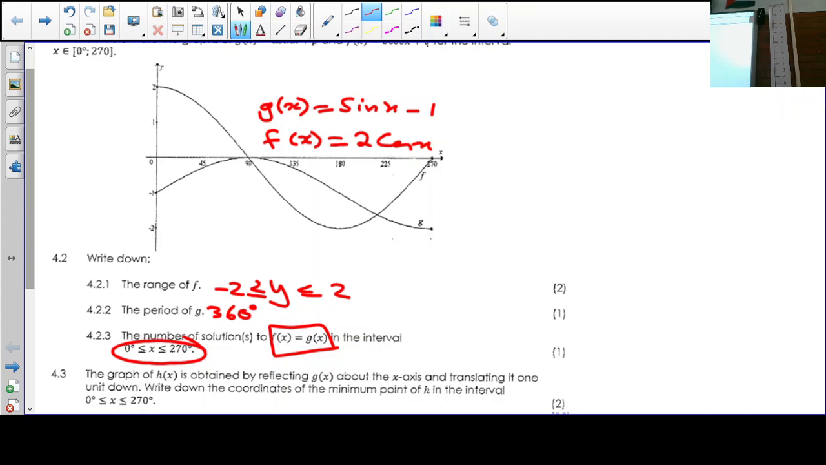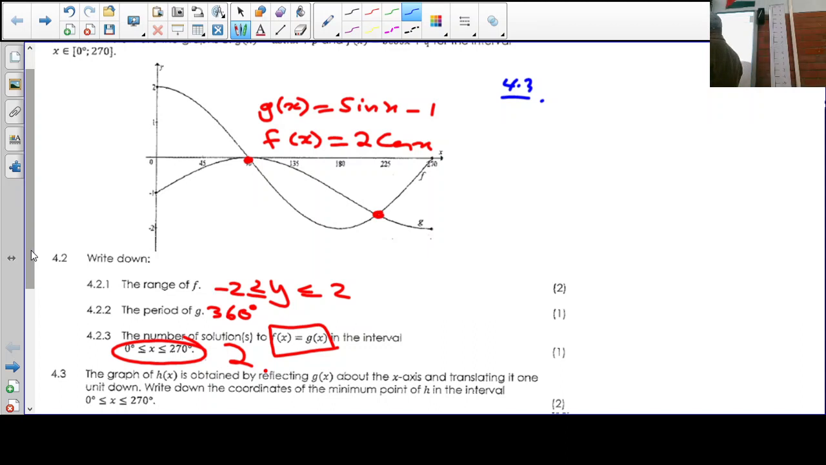What do we work out, people? We work out the points of intersection, yes. And at how many points do these graphs intersect each other? Twice, yes. How many solutions are there? 2. So the answer there is 2. They didn't ask us to work it out. They just asked us for the number of solutions there are to the graph. You guys understand? Okay.